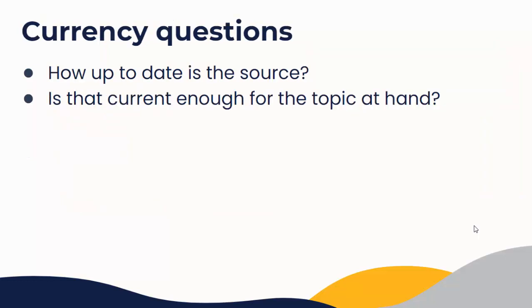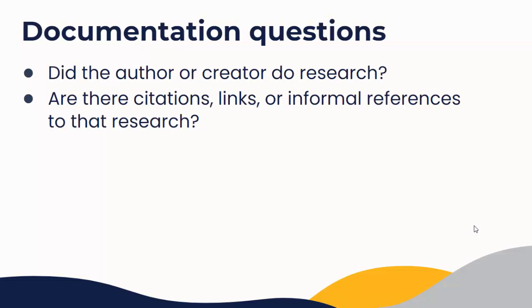When we're looking at currency, we can ask questions like how up to date is this source, and is that current enough for the topic at hand? We're researching political memes, and that means that we're probably going to want the most up-to-date information that we can find. Finally, with documentation, we're looking for some evidence of research. Did the author or creator do research? Did they give you citations, links, or some kind of informal reference to that research to let you know what research has been done?